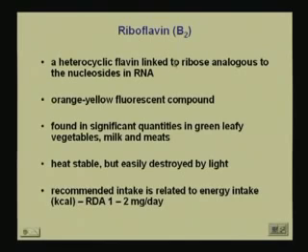It is an orange yellow fluorescent compound found in green leafy vegetables, milk and meats. It is heat stable but destroyed by light, and we have an RDA, that is a recommended daily or dietary allowance, which is so many milligrams per day. But we have to be interested in the structure of riboflavin.